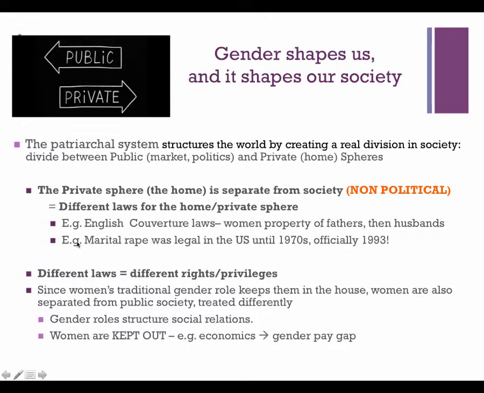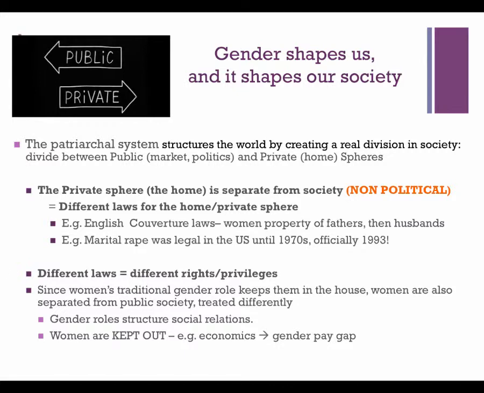Another example, marital rape was legal until the 1970s. So a woman could be raped in her home by her husband, right? The private sphere was considered non-political, but the crime would be prosecuted if it happened in the street or in the hallway, outside of her home, right? Or in the backyard or whatever.